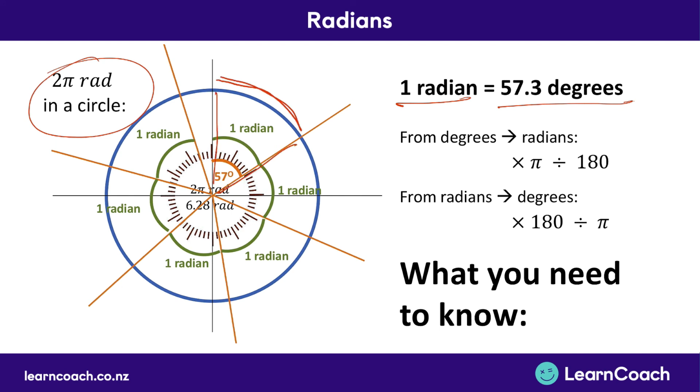And if you want to change between degrees and radians, you have to multiply by pi divided by 180 if you start with degrees and want to turn into radians. Or if you want to do the opposite direction, you start with radians, you want to go to degrees, you have to multiply by 180 and divide by pi. And this is everything you need to know about radians.